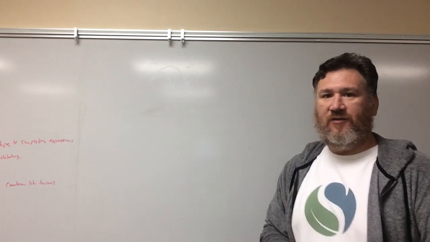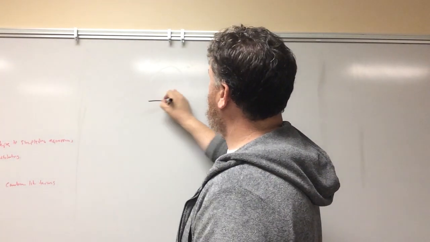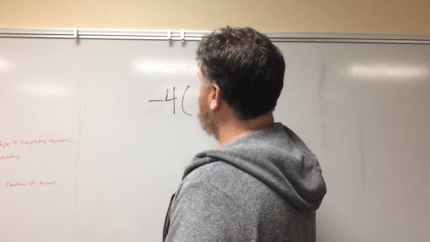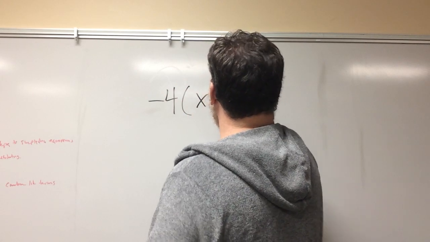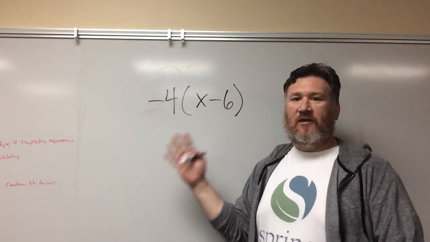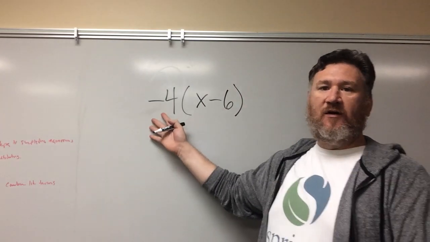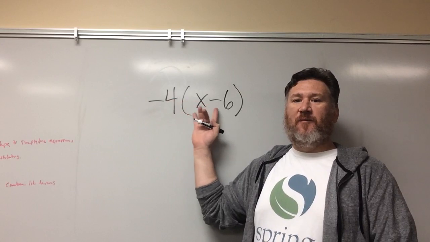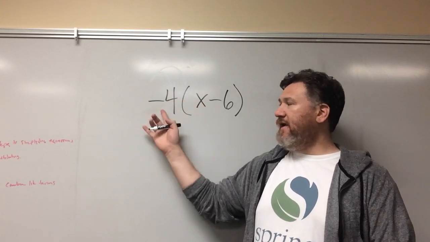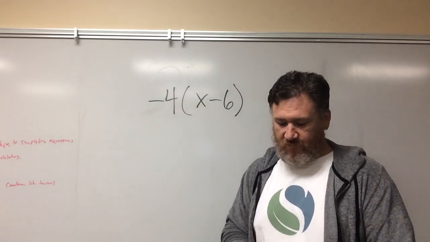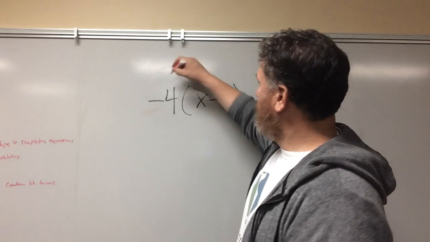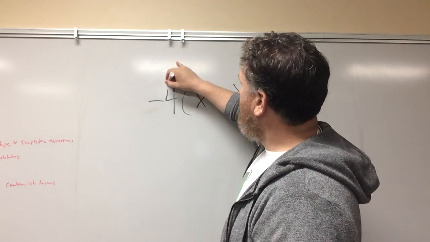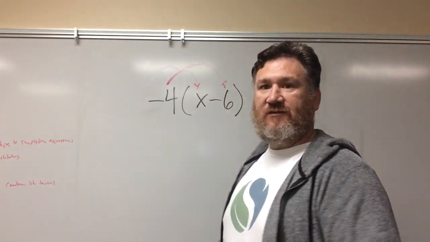Let's try another example of negative 4 times the quantity of x minus 6. It's very similar to the last problem. It's just that the number outside of the parentheses is now negative. So that means we're going to be multiplying both of the things in here by a negative number. So I'm going to do negative 4 times x and negative 4 times negative 6.